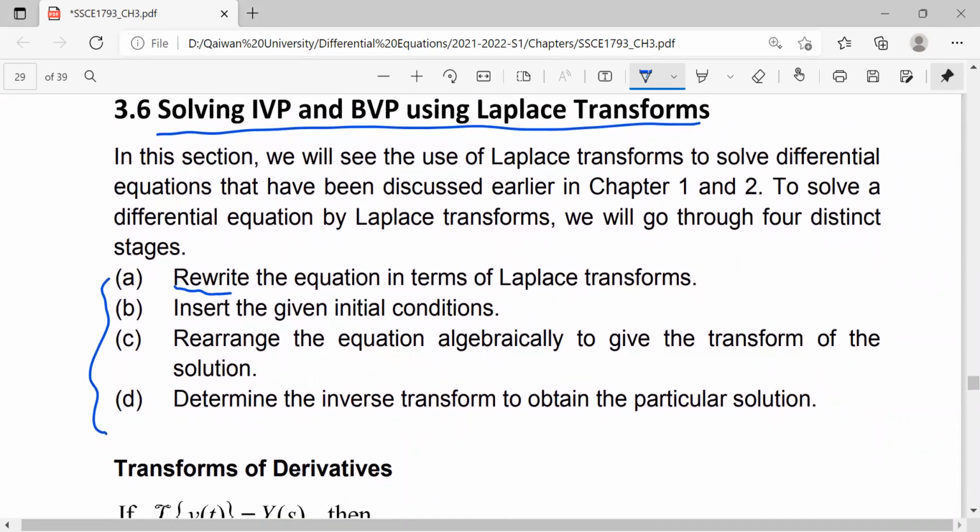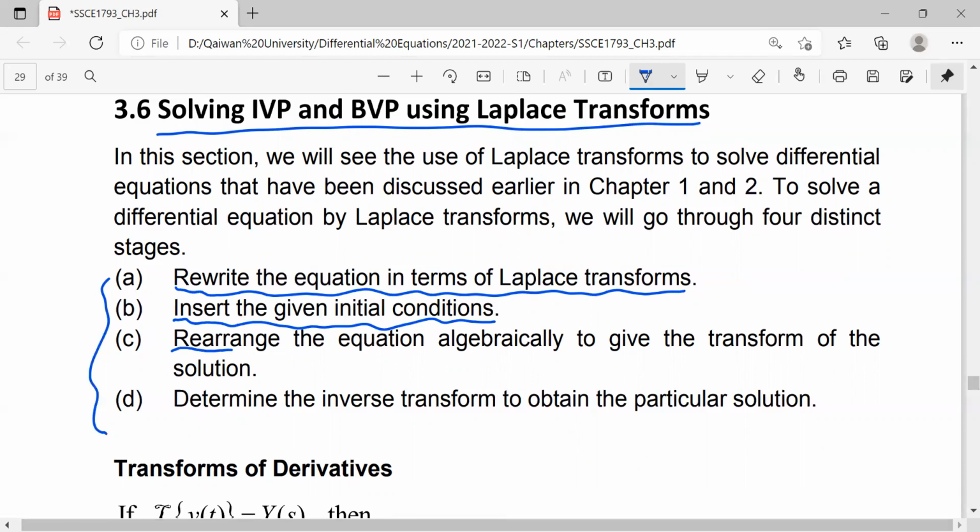We first rewrite the equation in terms of Laplace transforms. That means we are going to take the Laplace transform for each term in the differential equation. Then we insert the given initial conditions. In initial and boundary value problems, we have to be given the initial conditions or boundary conditions. We insert them in the second step.